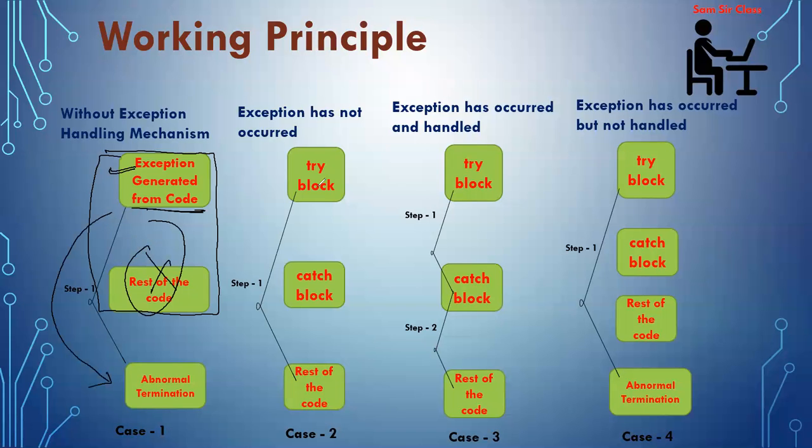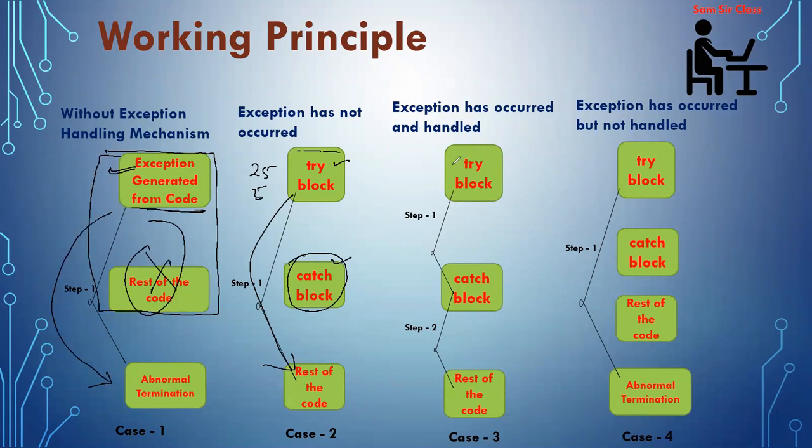Next, an exception has not occurred. We are writing the program, entering 25 and entering 5. So an exception is not generated, but we are keeping the code inside the try block. We are using the concept of the try catch block. But if an exception is not generated, then what will happen? Once the try block code is executed, after that the rest of the code will execute. No role of the catch block will come. That you have also experienced through the example.